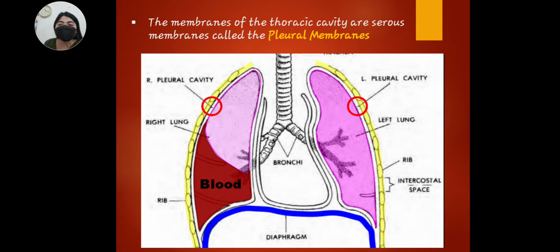And the description of pleural membranes is a thin layer that reduces friction between the lungs and the inside of the chest wall during breathing. That is the main function of pleural membranes. Again, the pleural membranes are located in the thoracic cavity. The membranes that you can actually see is the pleural membrane. The major function of it is to reduce the friction between the lungs and the inside of the chest wall during breathing. So that is the pleural membrane.